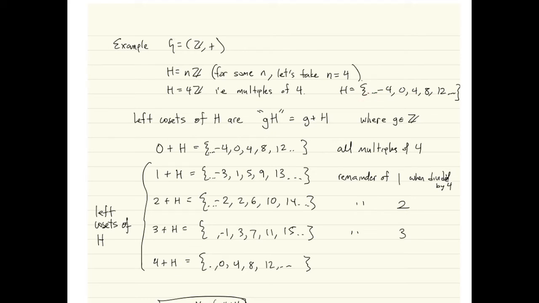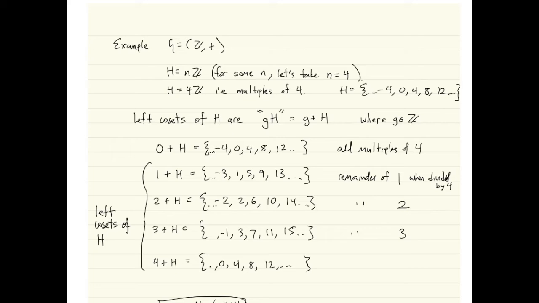Okay, the left cosets of H are g times H, but the times is plus. That's our binary operation. So in this problem, we have to add elements of the group G to elements of H. Let's start with 0 as the value of g. 0 plus every element of H, we just get back H. Then let's take g equal to 1, adding 1 to all these elements of H. 1 plus -4 is -3, 1 plus 0 is 1, so that's how I'm getting all these numbers here.